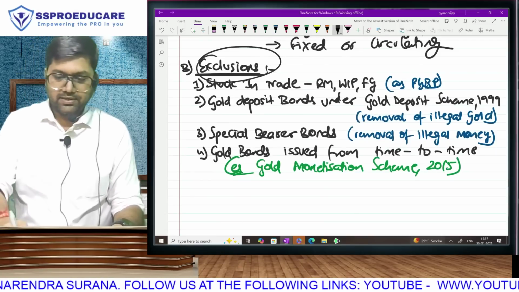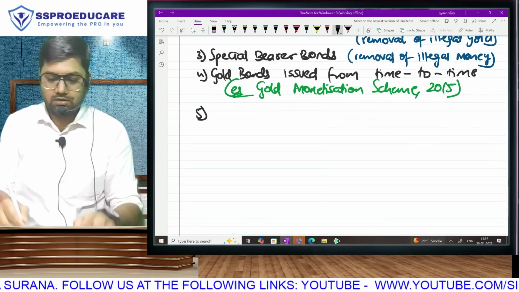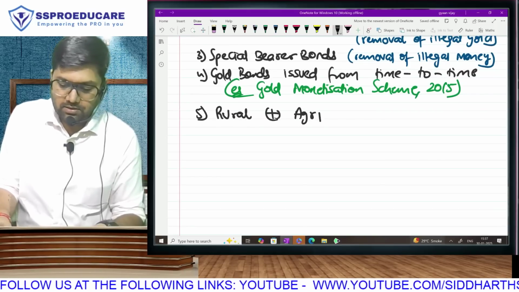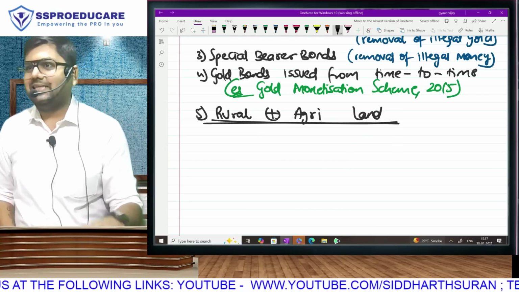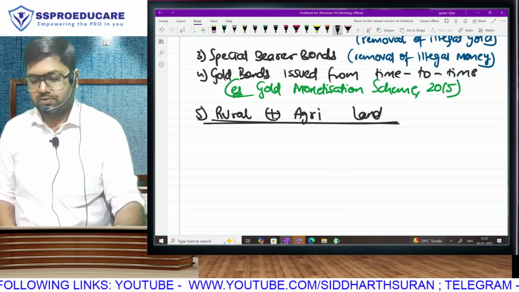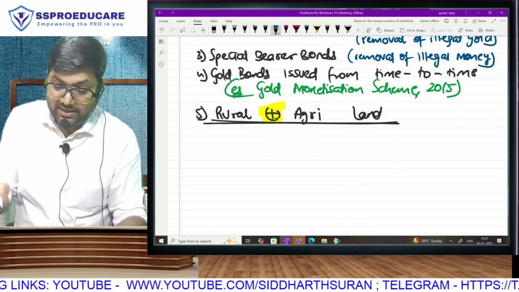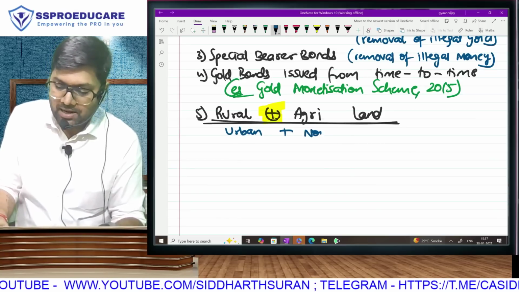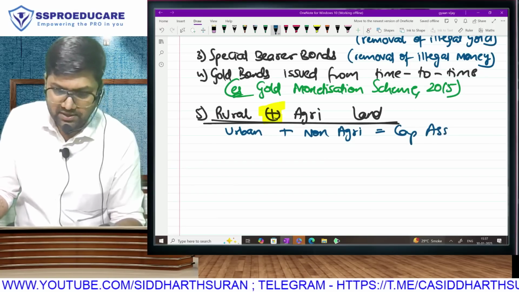Fantastic. Everything is a capital asset except the following. Next, rural agricultural land. Land in rural area used for agriculture purposes is excluded. It is rural and agriculture. Matlab, one thing be clear. If it is urban, non-agricultural land, normal land, is that a capital asset? Yes, it is. Okay, fantastic.